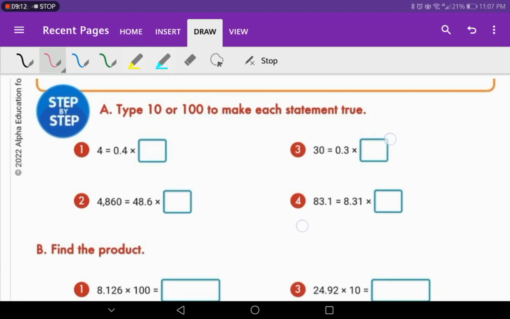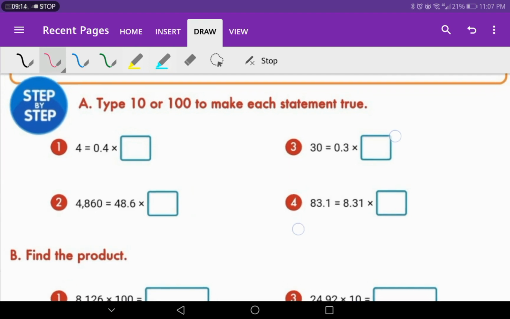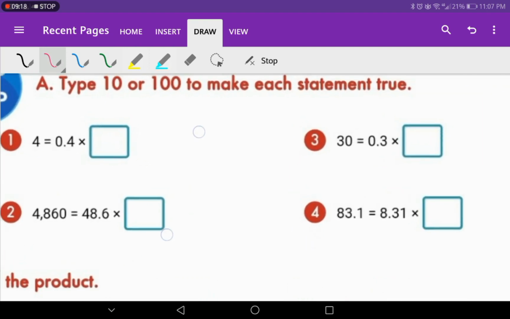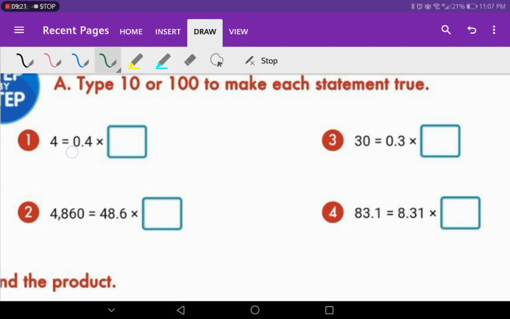Here, type 10 or 100, make each statement true. Okay, it is easy. Number 1, how will 4/10 become 4? First of all, you have 3 choices: 10, 100, or 1000. But you have to know how many steps the decimal point jumps. Actually, it jumps 1 step. So the answer is, tell me, it is 10. Great boy. Okay, you see how to answer, my dear student?